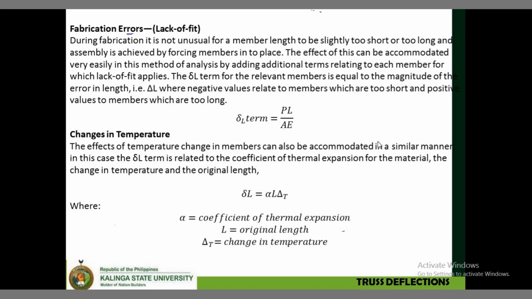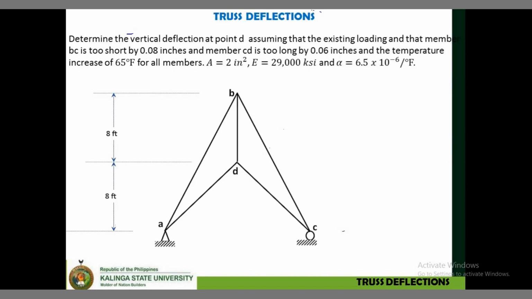Let's have an example on how to determine the deflection of trusses brought by these fabrication errors and changes in temperature. Now, for this example, you're required to determine the vertical deflection at point D. Assuming that the existing loading in the member BC is too short by 0.08 inches and member CD is too long by 0.06 inches, and the temperature increase is 65 degrees Fahrenheit for all members.